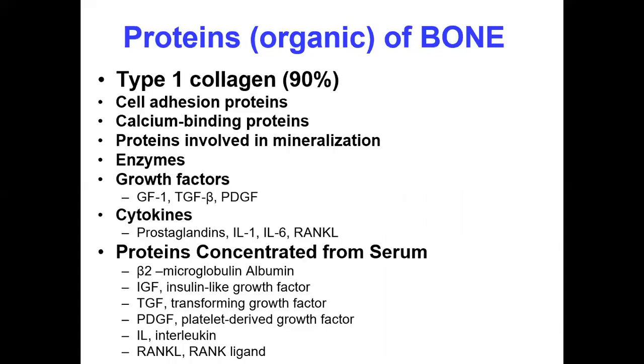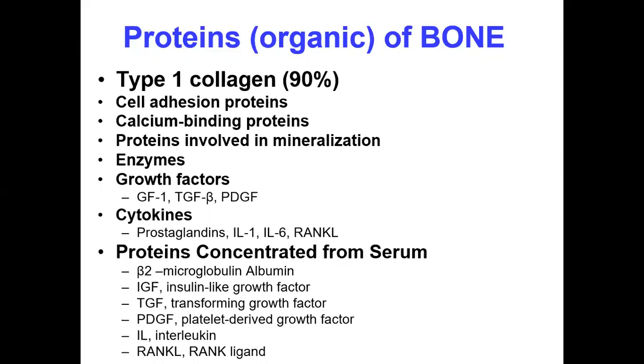So what are the different types of proteins which form the bones? Type 1 collagen is most abundant, 90%. Then cell adhesion proteins, calcium binding proteins, proteins involved in mineralization, enzymes.